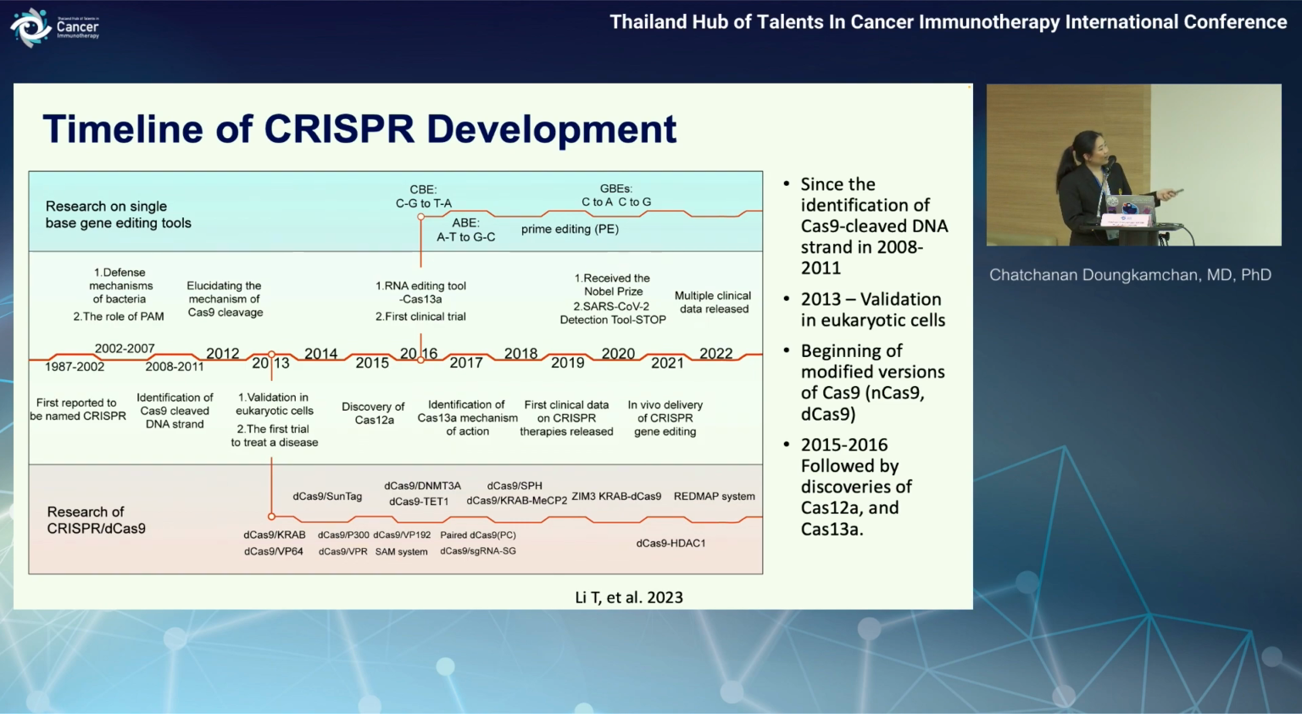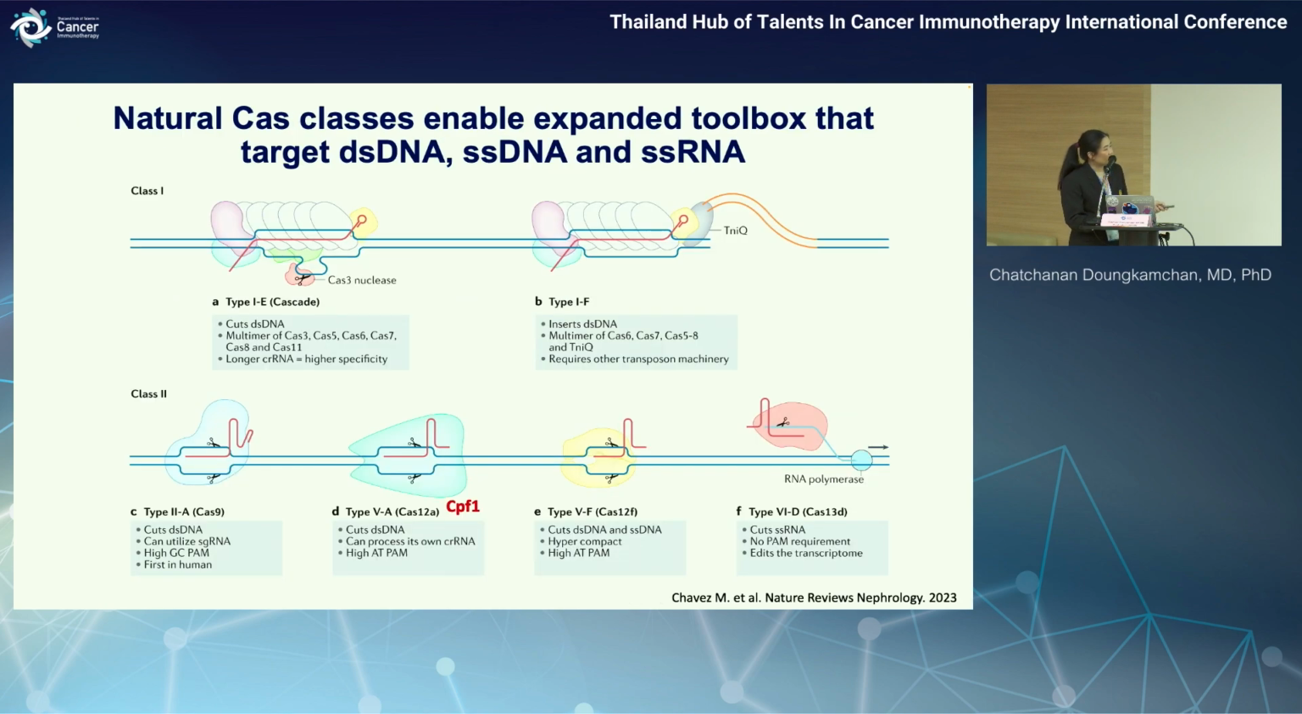And this is a very busy slide, but I would like you to look at just a few points on here. After the identification of Cas9 in 2013, they also, in 2015 actually, discovered Cas12a and Cas13. So what are these? This slide shows the two different classes of Cas.